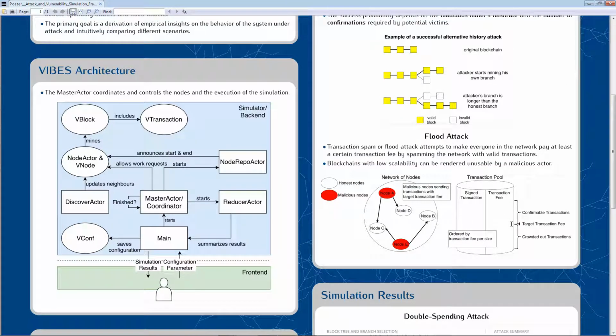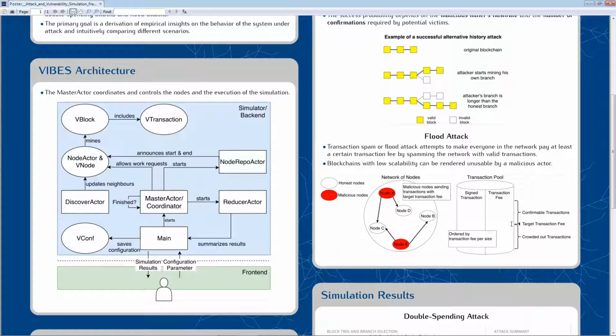In the first part, the front end, the user can change the configuration parameters. The front end uses the React JavaScript framework and atomic design to easily add or remove components. The back end, the simulator, receives the configuration parameters from the front end. The backend is written in the Scala programming language and uses the Akka framework and the actor model. The main object saves the configuration in the vconf and starts the coordinator.